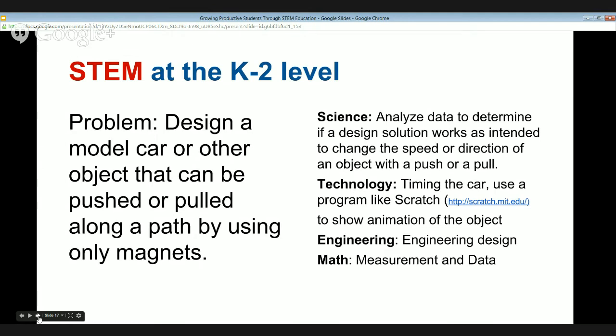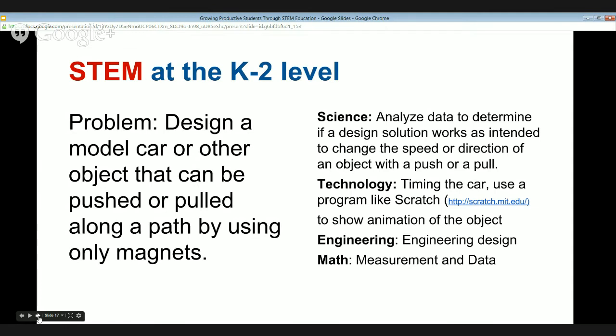The students are also learning about magnetism at this level. And so they could actually move an object with magnets using pushes and pulls if they understand how to use the magnet within the object that they're actually building. The technology would be the timing of the car and using programs like Scratch. It's a free program, and I did put the web link here.